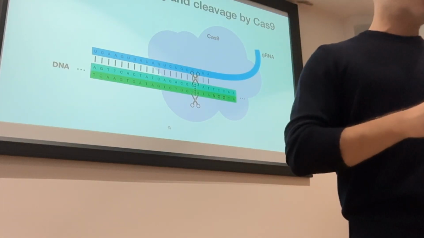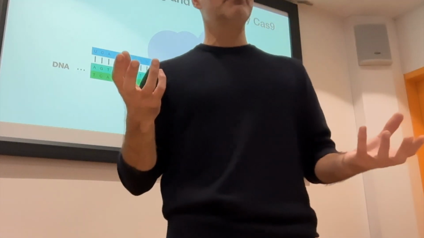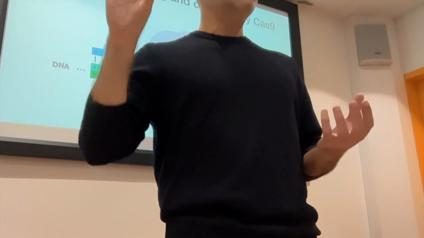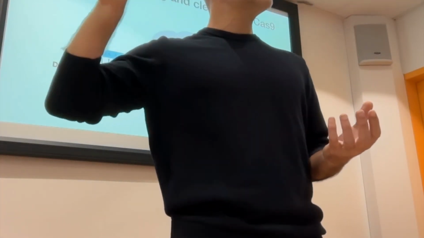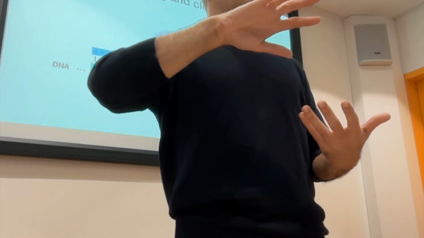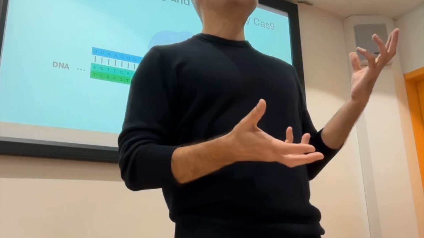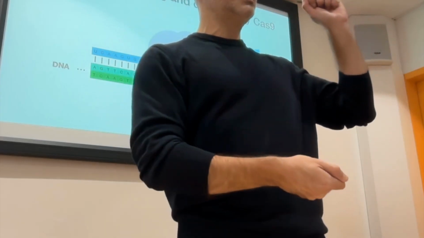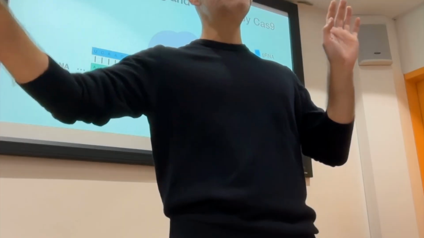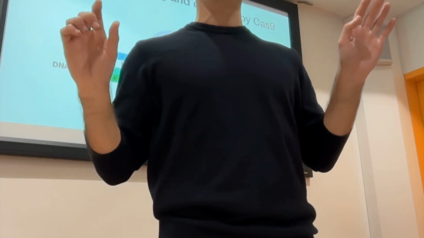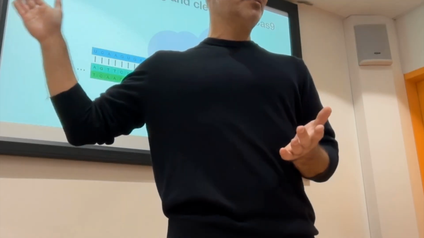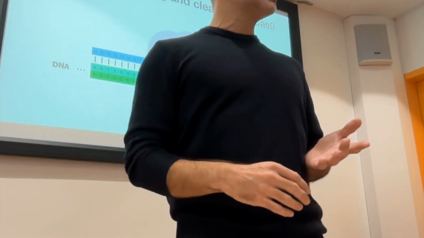So the complex of Cas9 and guide RNA is going to scan the whole DNA to find PAM sites. Whenever there is an NGG in the DNA, the whole Cas9 is going to unwind the DNA and open it in order to check if the full sequence, the 20 nucleotides of the CRISPR RNA, are going to be complementary to the 20 nucleotides that are after the PAM.